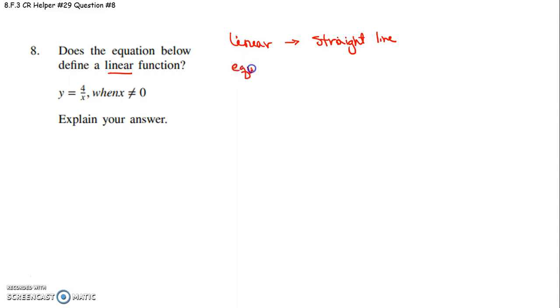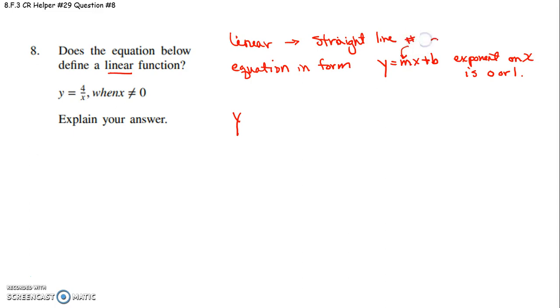And for the equation, your equation will be in the form y equals mx plus b. The x and y are variables and the m and b are constants. I should say the exponent on x is 0 or 1. So that's important. The m is just some number. The b is just some number. You'll learn soon. It means slope and y-intercept. But it's got to be in the form y equals something times x plus something.